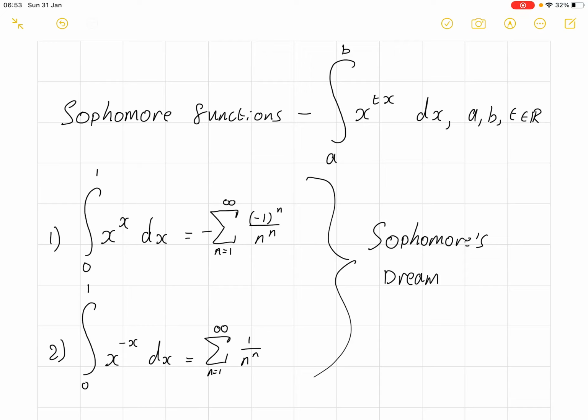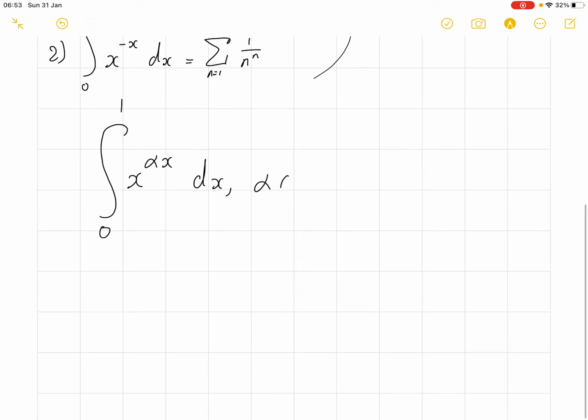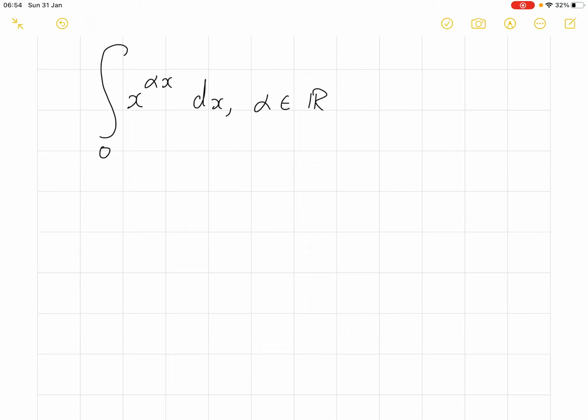We'll prove Sophomore's dream for the most general case, the following case. The integral from 0 to 1 of x to the power of alpha x dx for some real number alpha. Okay, we begin by considering this x to the power of alpha x and investigating its properties with respect to the exponential function.